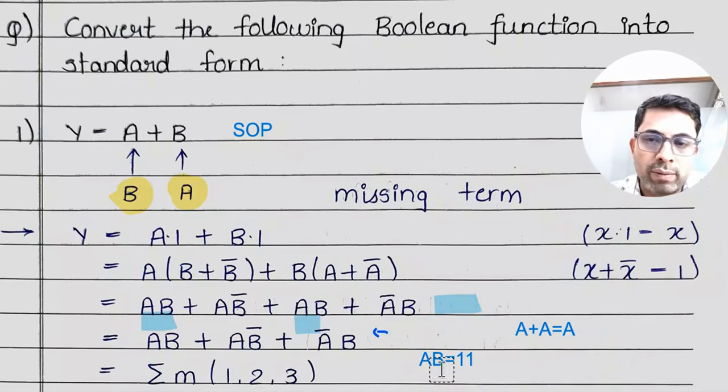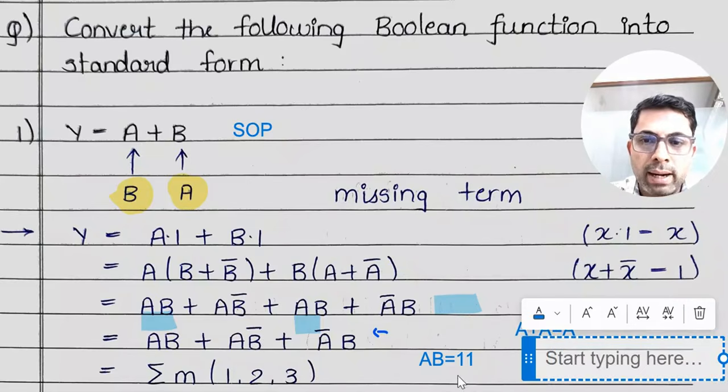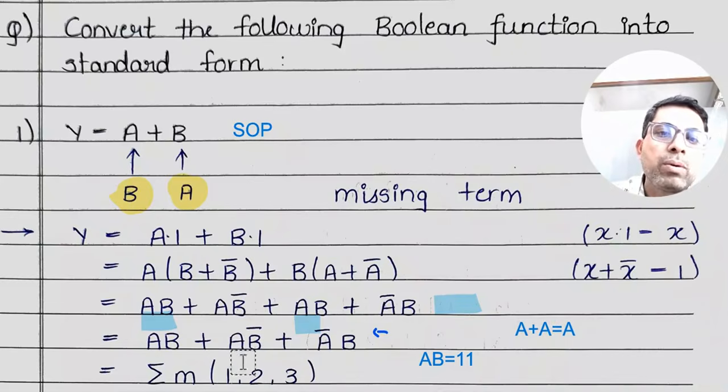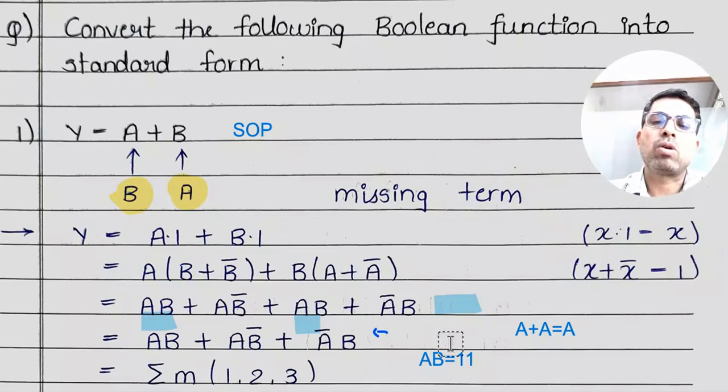So 1 1 is 3. Then AB bar: here it is 1 and here it will be 0, since B bar means 0. So 1 0 is 2. And A bar B means here 0 and here 1, so 0 1 is 1. I have written it in ascending form, that is 1, 2, 3.